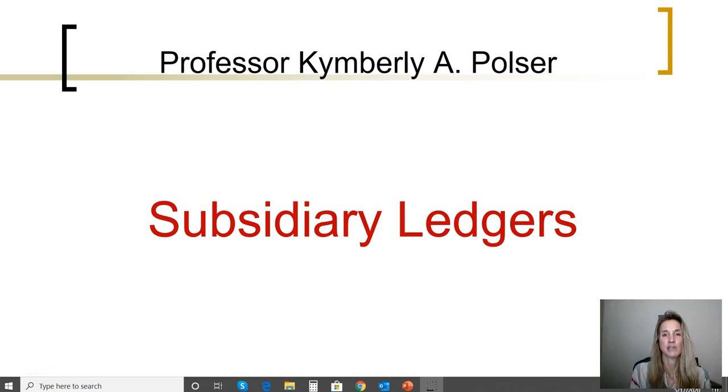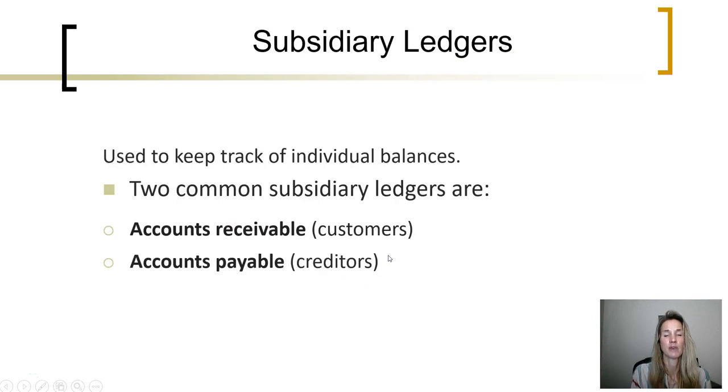Here we will discuss the use of subsidiary ledgers in an accounting information system. Subsidiary ledgers are used to keep track of individual balances, and two common types are accounts receivable and accounts payable.